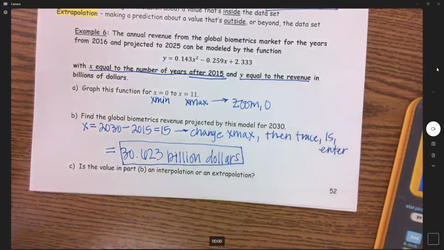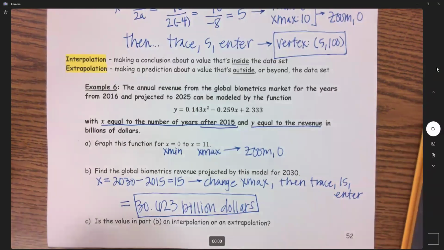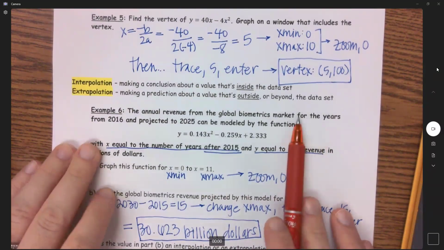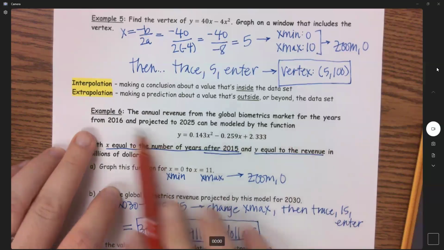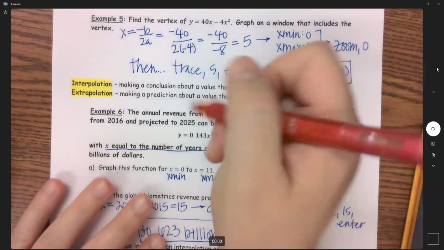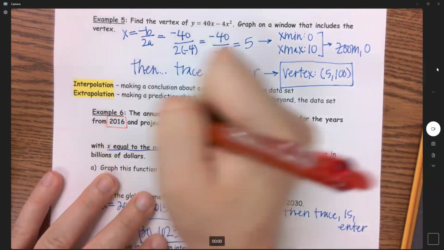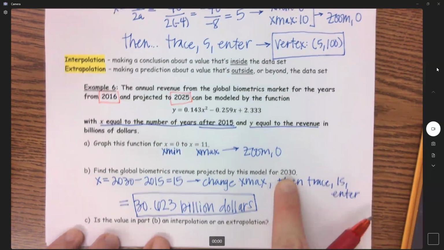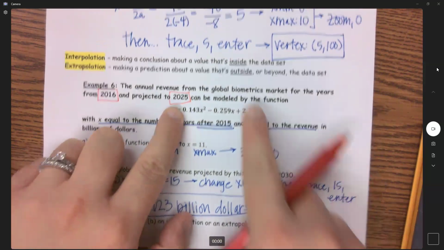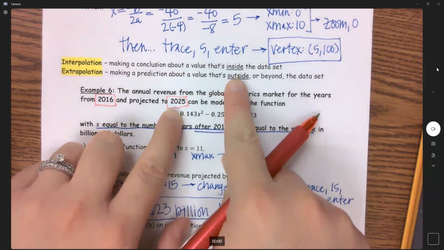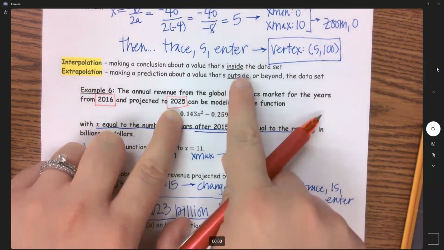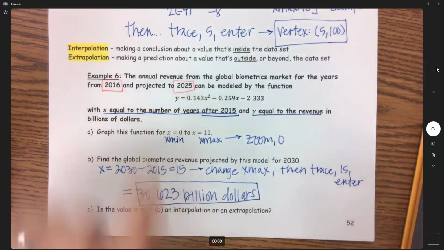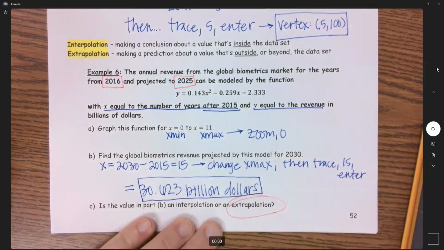Now C wants to know, is the value in part B an interpolation or an extrapolation? Well, to figure that out, this told me here that this was for the years from 2016 and projected through 2025. And if I am in 2030 in part B, this is outside or beyond my data set. So because it is outside of this number here, this one would be an extrapolation.